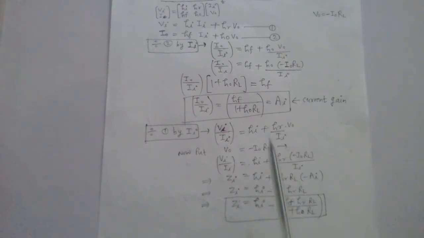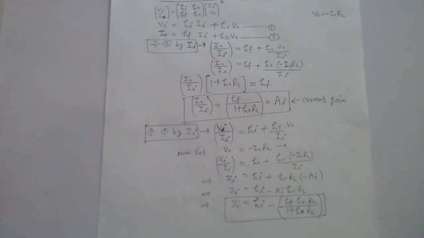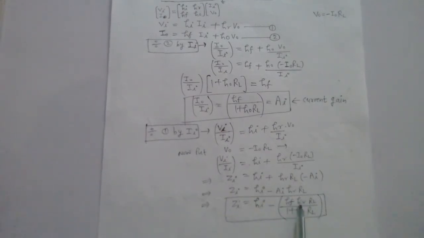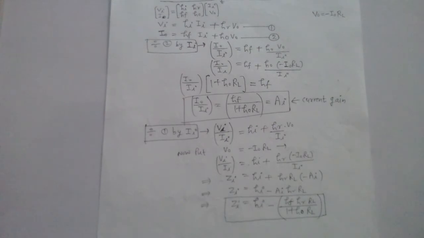So once you put AI equal to HF divided by 1 plus HORL, you will get input impedance ZI is equal to HI minus HF HR RL divided by 1 plus HORL. This is the input impedance. HI, HF, HR, HO and load resistance RL will all be given to you in the numerical. Simply put all these values in this formula and you can calculate input impedance ZI. So ZI is HI minus HF HR RL divided by 1 plus HORL. Okay, now let us go further.